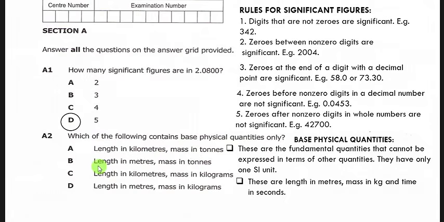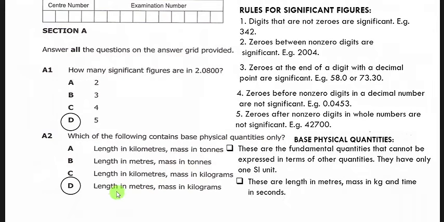Here in B, we have length in meters, mass in tons. Tons is not a base quantity. Then we have length in kilometers, mass in kilograms. That is not true. Then here, length in meters, mass in kilograms. This suits very well. So our answer here becomes D.